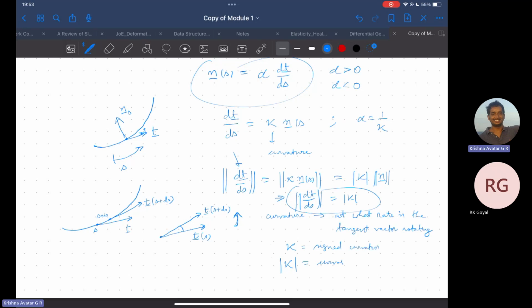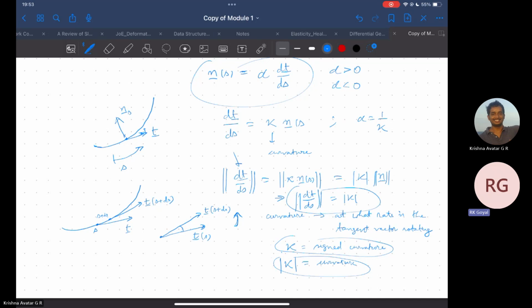Now you'll ask why this is called signed. Because in this form kappa can be either positive or negative, but when we talk about curvature we always talk in absolute terms, which means that this kappa will always be greater than 0. This is the distinction.